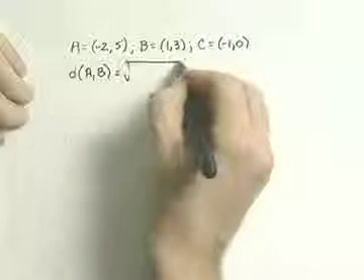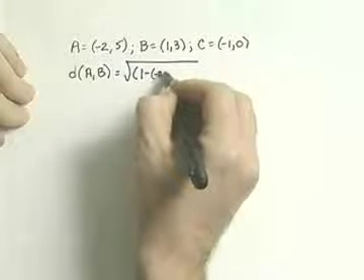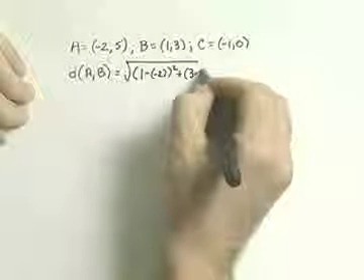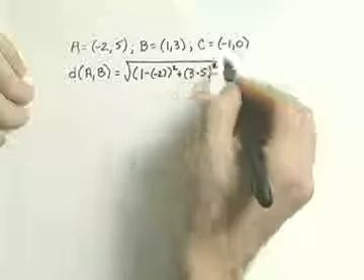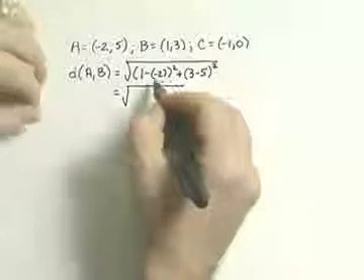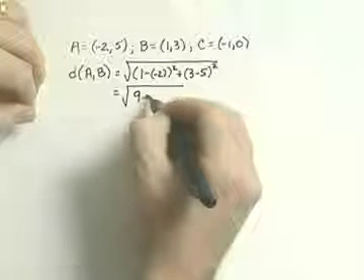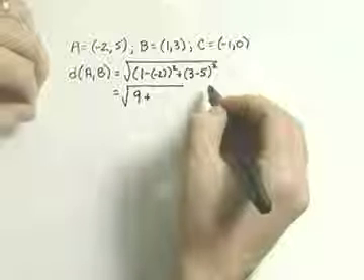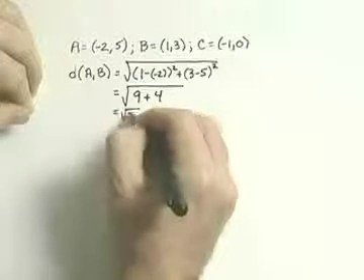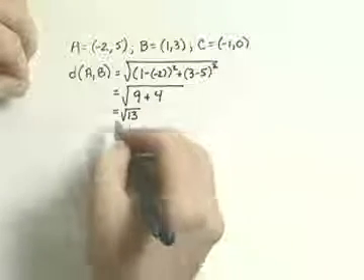To find the distance from A to B, that's going to be 1 minus -2 quantity squared plus 3 minus 5 quantity squared. 1 minus -2 is 1 plus 2, which is 3. 3 squared is 9. 3 minus 5 is -2. -2 squared is 4. So I have the distance from A to B is the square root of 13.